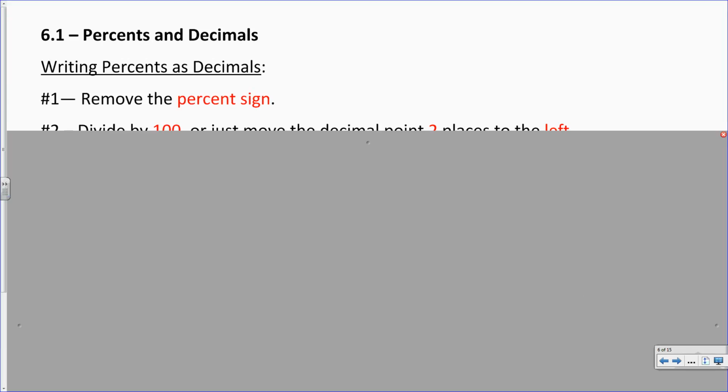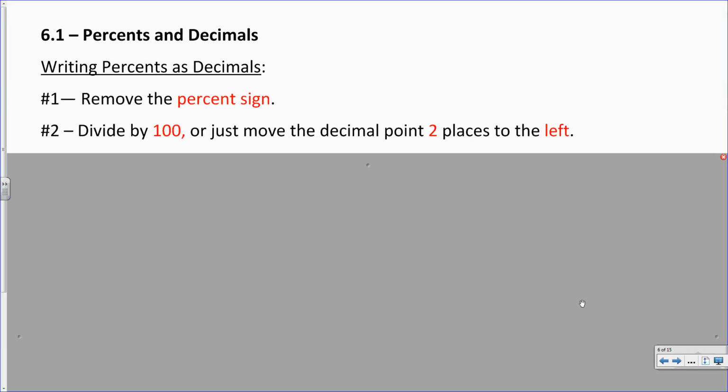These are our notes for section 6.1, percents and decimals. So first we're going to talk about how to convert a percent to a decimal. In order to do that, first remove the percent sign. Then you divide by 100, or you can just move the decimal 2 places to the left.